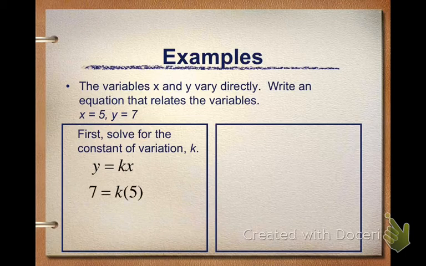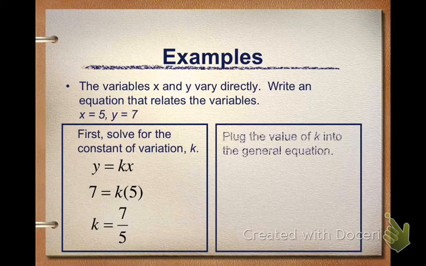What you're going to do is try to figure out what is my variable and what is k, my constant. So if I solve for k, what's k going to be equal to? 7 over 5, right? It's really that simple. Don't overcomplicate this. We're really just solving for k.